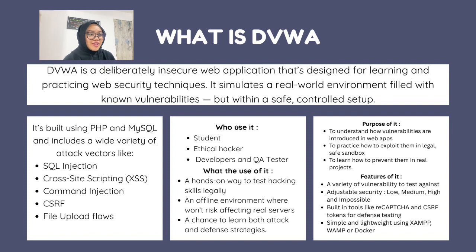And the features of DVWA: first, a variety of vulnerabilities to test against. Second is adjustable security levels like low, medium, high, and impossible. Next are built-in tools like reCAPTCHA and CSRF tokens for defense testing. And the last one is that it is simple and lightweight, using XAMPP, WAMP, or Docker.